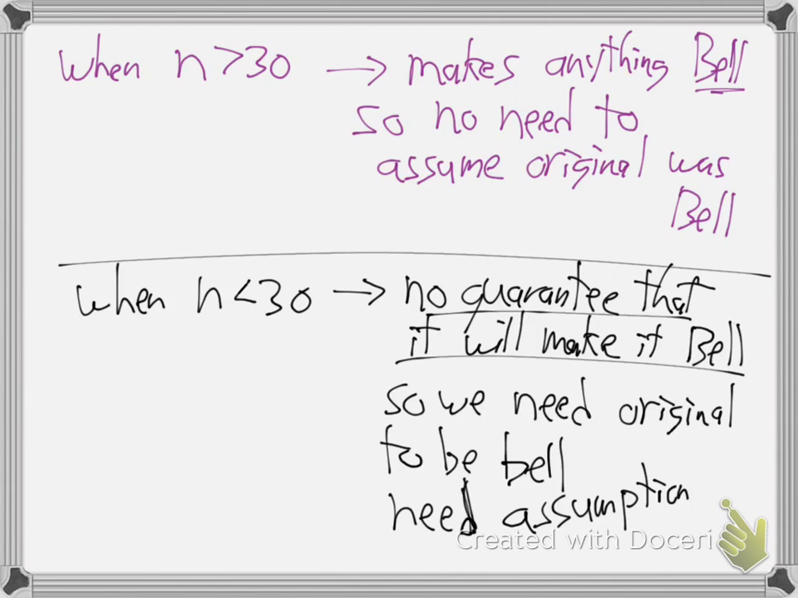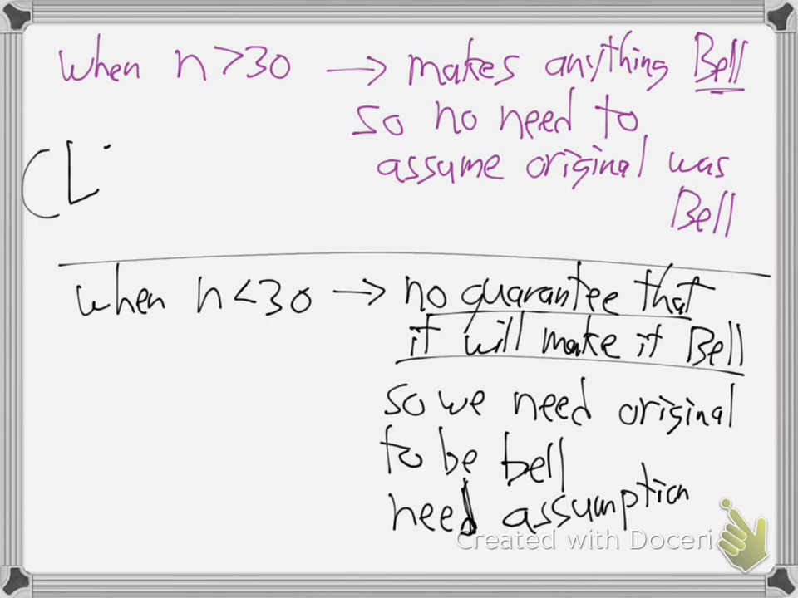Does that make sense? How the questions are going to come at you? If you're simply going by your sample size, if it's more than 30, it makes anything bell, so you don't care what the original was. We don't need to assume anything about the original. But if you're less than 30, that doesn't have the guaranteed power to make anything a bell. So you would need to be told the original was a bell as well to be able to assume the groups are bell. Are you talking about 30 just for this question, or? Everyone. That's the central limit theorem.